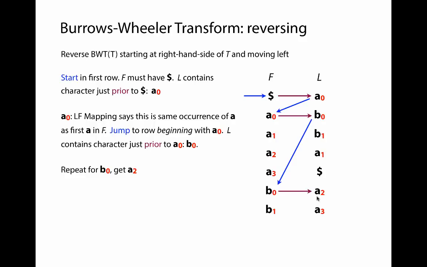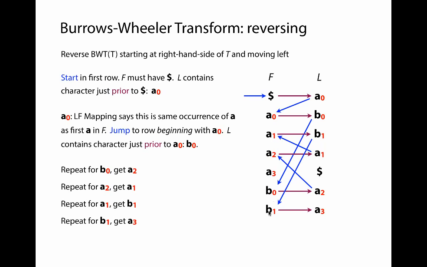So you can see we're reconstructing T step by step by using the LF mapping to hop to the row that's next, and then jumping to the last column, which tells us the next preceding character. And we can just iterate that. So we hop from the A of rank 2 to the A of rank 2. What comes before the A of rank 2? It's the A of rank 1. Hop here. What comes before? B of rank 1. Hop here. A of rank 3. Hop here.